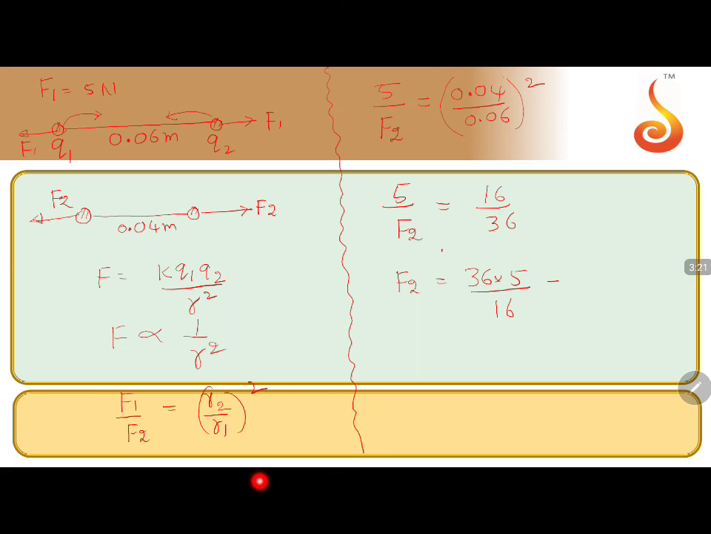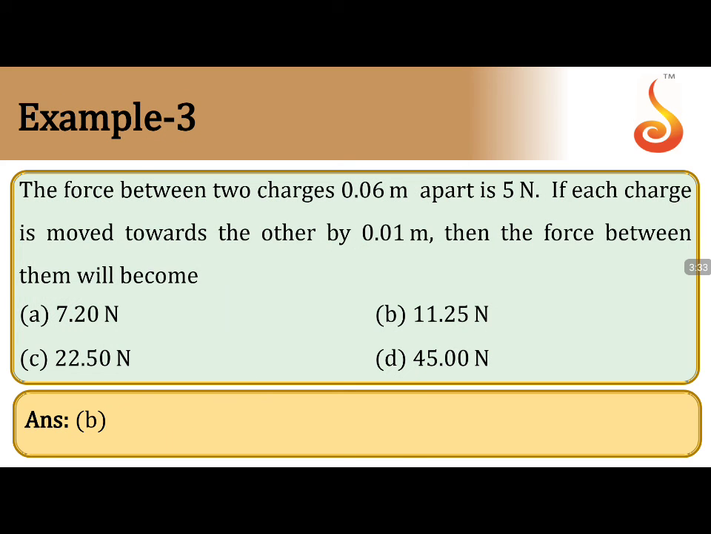So this is equal to 11.25 Newton. So which is the correct option? So 11.25 Newton. So option B is correct.